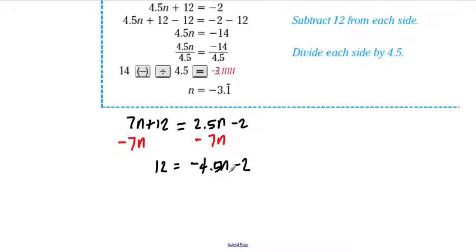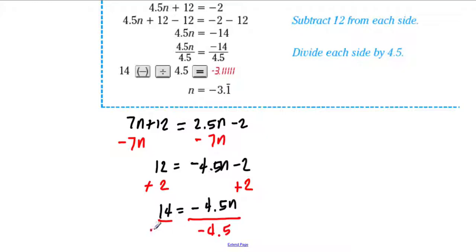Now we want to isolate this n. So what do we do? We add 2 to both sides of our equation to undo the negative 2. And we end up with, sorry, not 10. What am I doing? 14. So this now becomes 14 equals negative 4.5n. Since we want to solve for n, we simply divide both sides by negative 4.5.